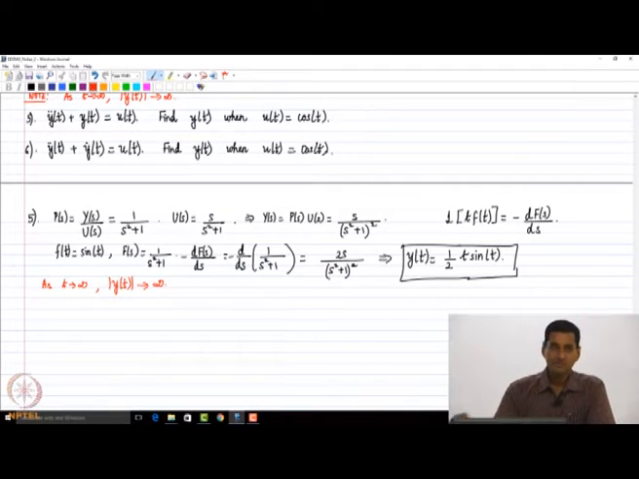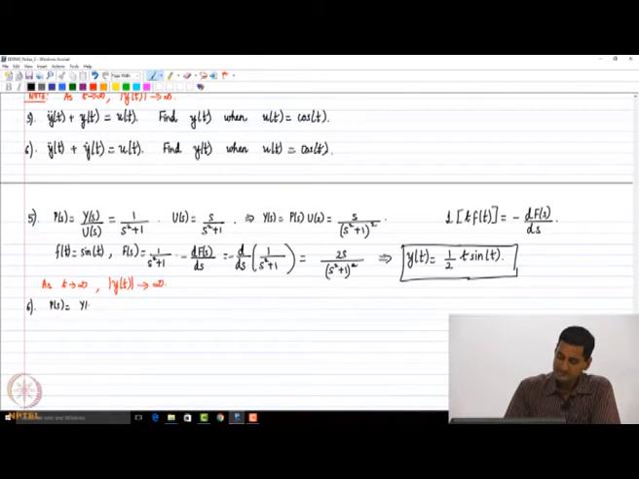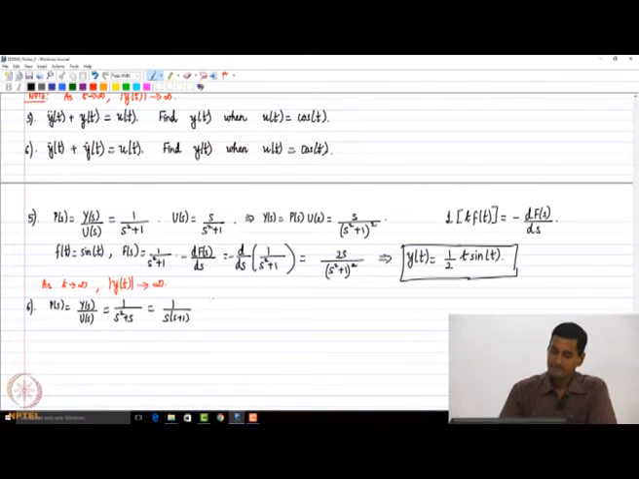Correct? Okay. Now we do problem number 6. Problem number 6, we already know that the plant transfer function is 1 divided by s squared plus s, which is nothing but 1 divided by s times s plus 1. Once again we have to do this for u of t equal to cos t. So u of s is s divided by s squared plus 1.